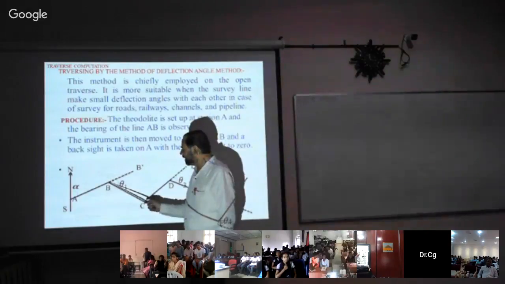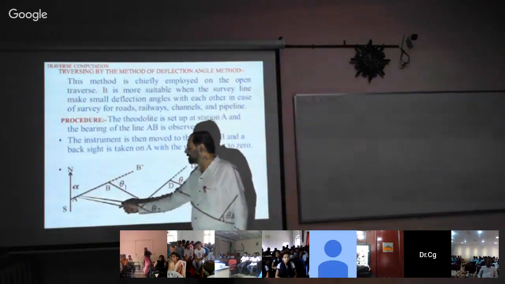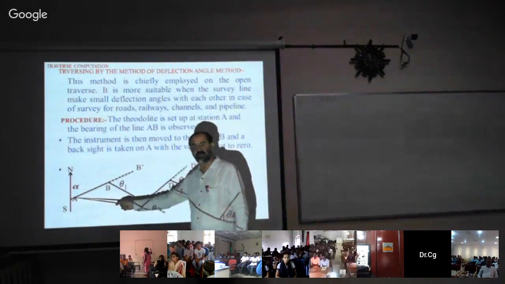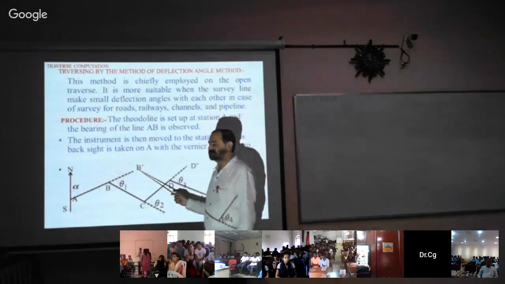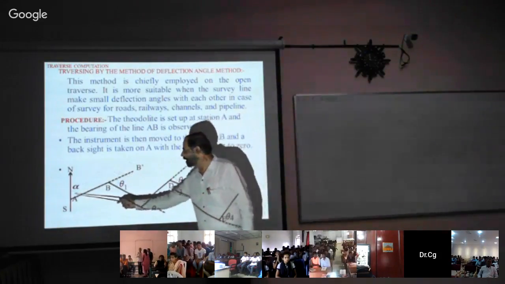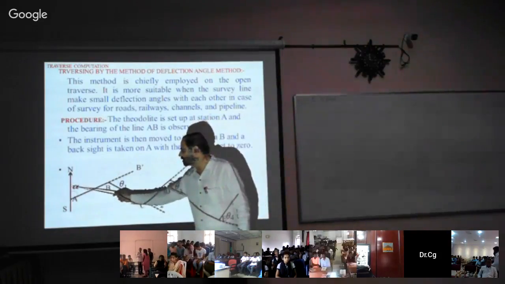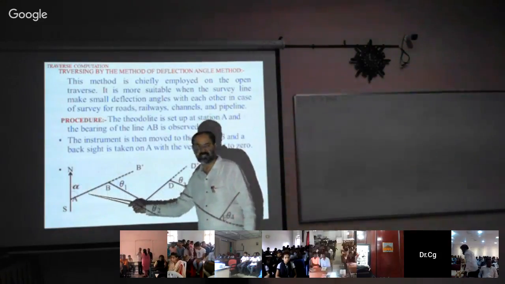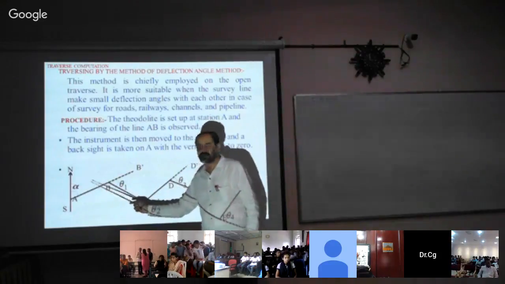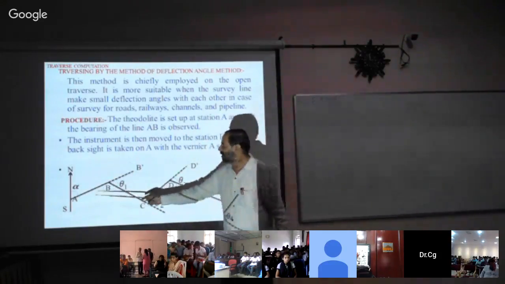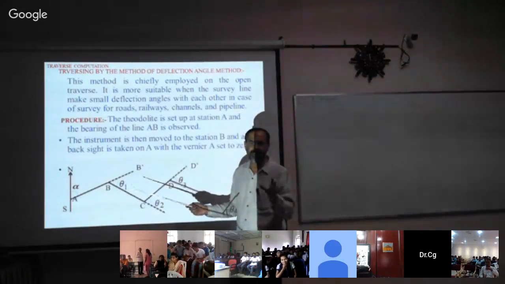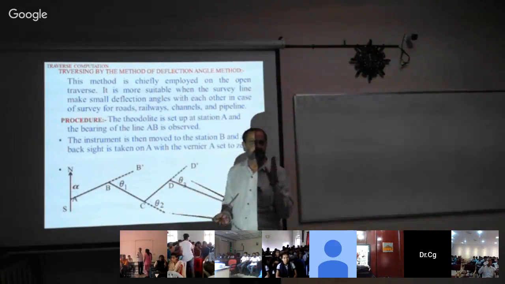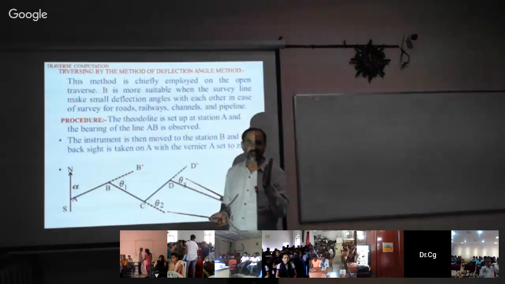Now, first install the instrument over the station and prolong the line. This is not a straight line; it is A, B, B dash. Then measure this angle, that is the orientation, the bearing of the line AB. If required, you measure it; if not, nothing to worry about. But it is better to always measure the bearing.